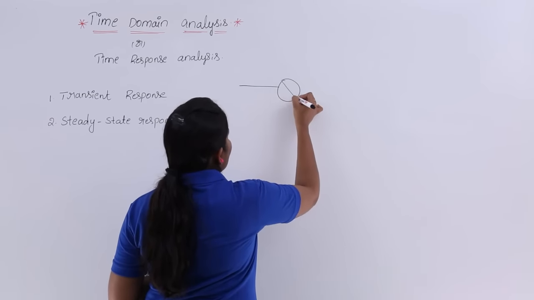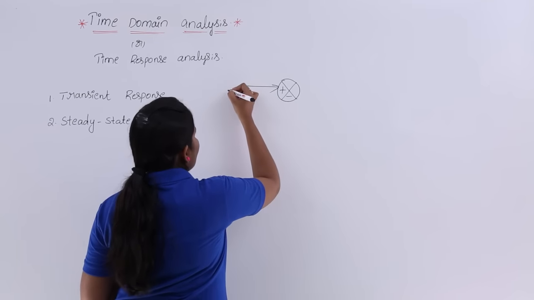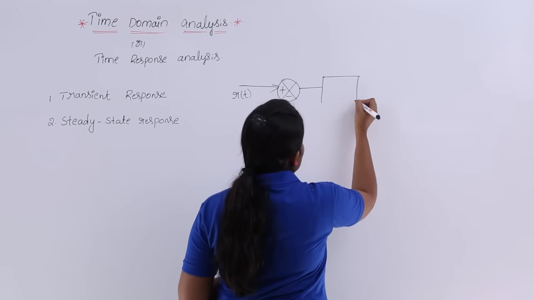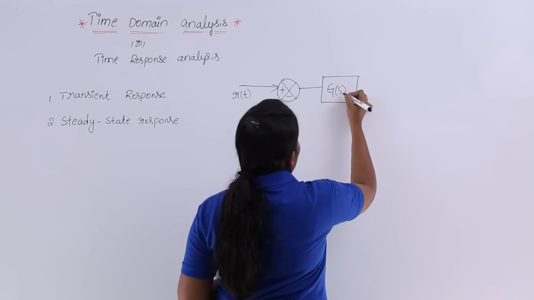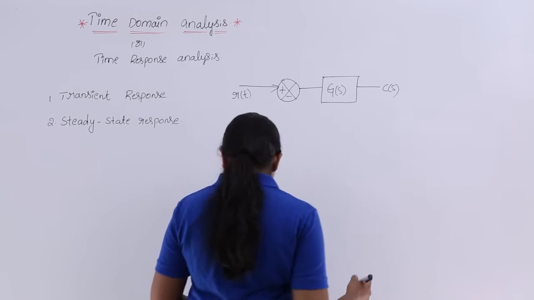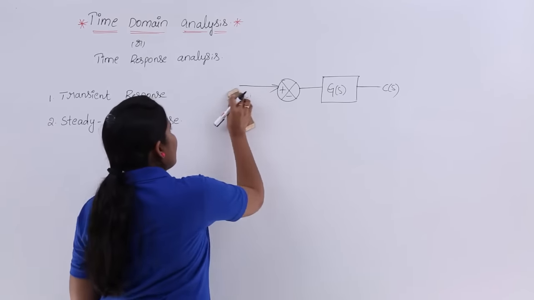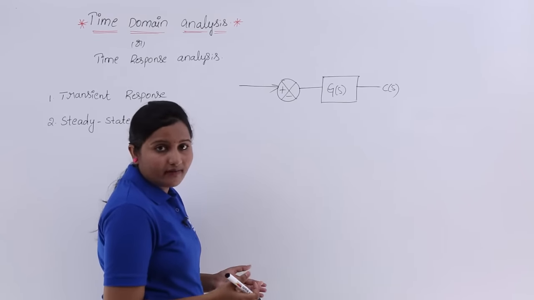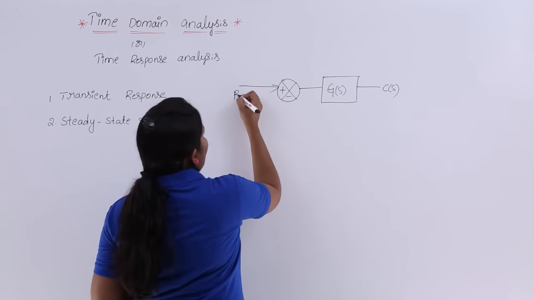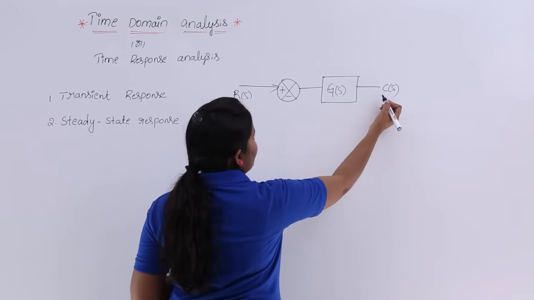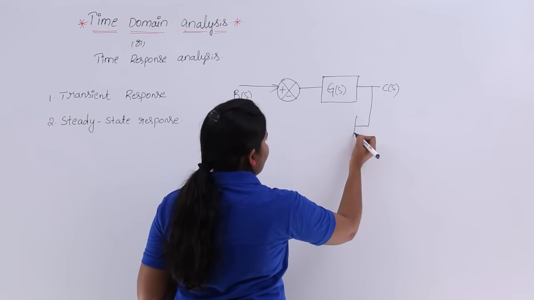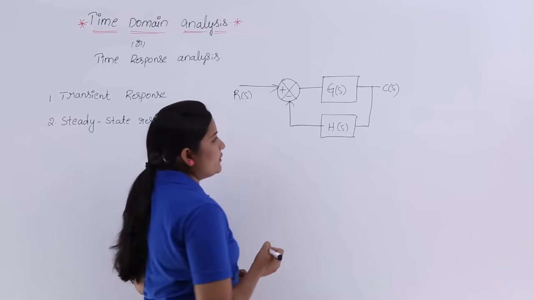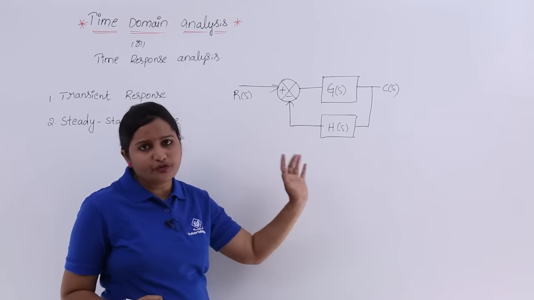So here I am considering a control system. I am giving a signal R(s), then there is the open loop gain G(s), and here you have C(s). As before, you consider transforms, because the open loop gain and forward path gain are given as Laplace transforms. The feedback gain is H(s). This is a negative feedback control system.